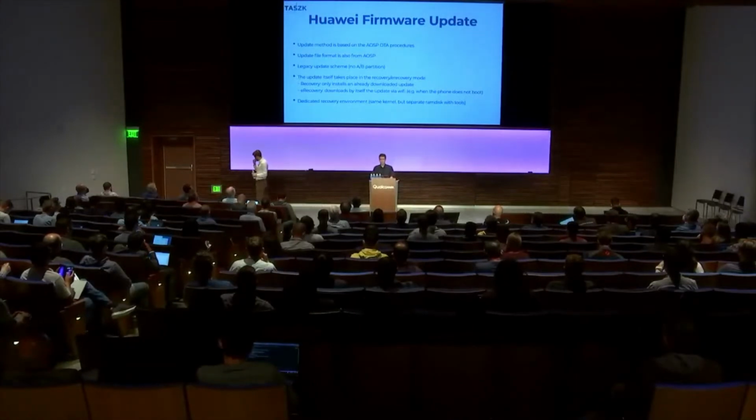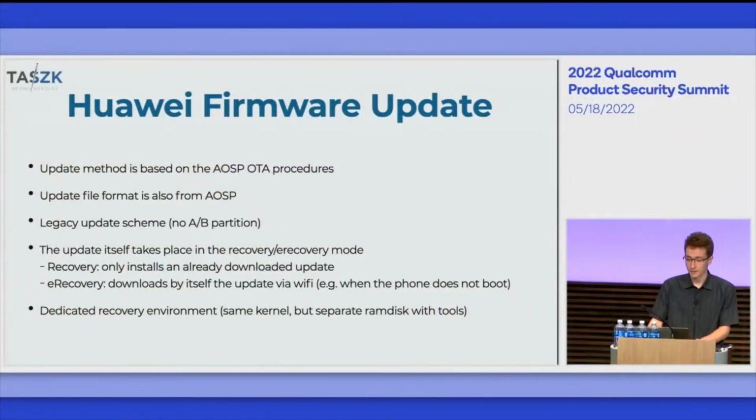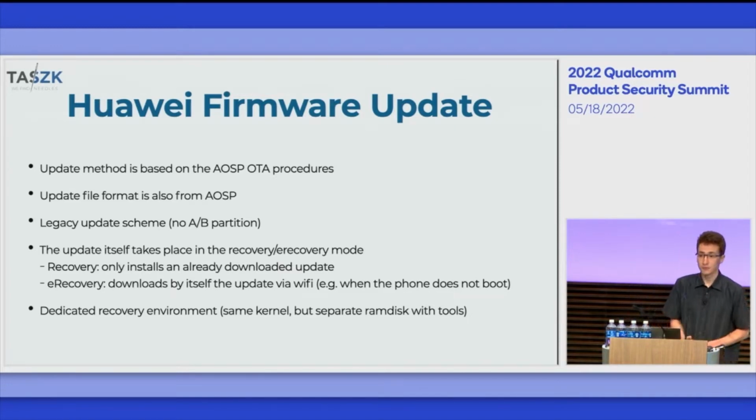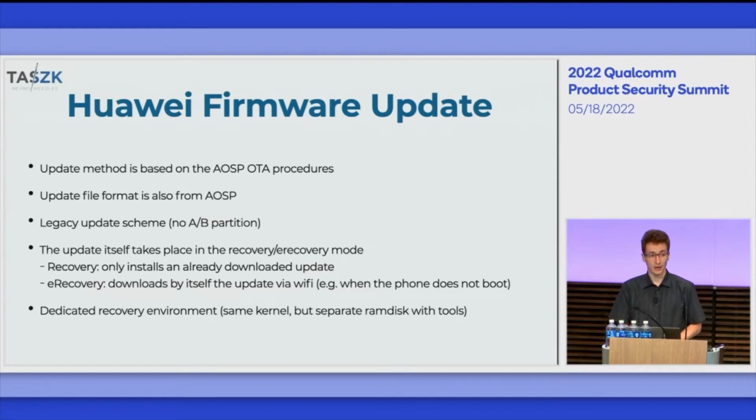So Huawei's firmware update process is very similar to the older versions of the open source Android procedures. It's based on the non-AB partition update scheme. And because it is a non-AB partition update scheme, it has to be carried out outside of the normal Android world. And Huawei implemented a recovery and an e-recovery to do these updates. Recovery is the conventional recovery of the Android systems. It handles the update archive. And e-recovery has one additional feature, but it's very neat.